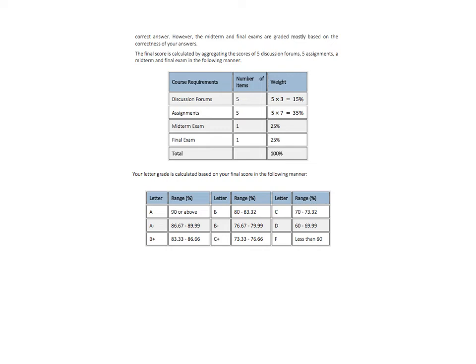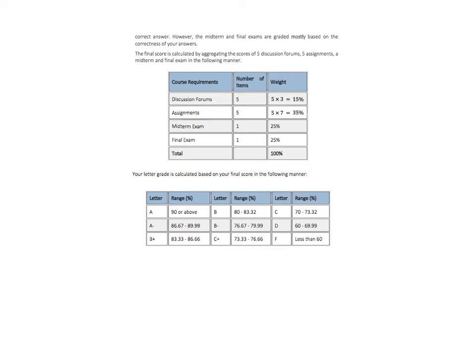However, for midterm and final exam, the grades are mostly based on the correctness of your solutions and your answers. The final score is calculated by aggregating the score of all the discussion forums and all the 5 programming assignments, the midterm exam, and the final exam in the following way. Every discussion forum has 3%. So we have 5 discussion forums. Therefore, we have a total of 15% for all the discussion forums.